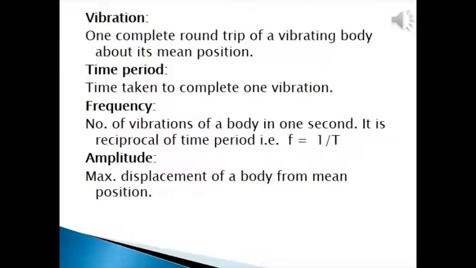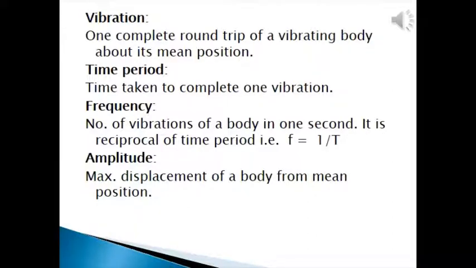Some important terms which we will discuss in the next section of this chapter are defined here. Let's have a look. Vibration. One complete round trip of a vibrating body about its mean position is known as vibration. Time period. The time taken by a body to complete one vibration is known as time period, denoted by capital T. Frequency. This is the new term: the number of vibrations of a body in 1 second.